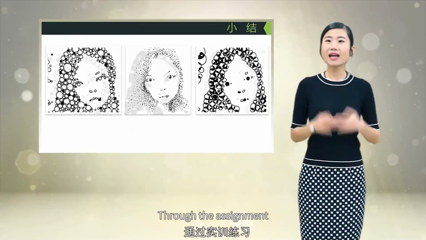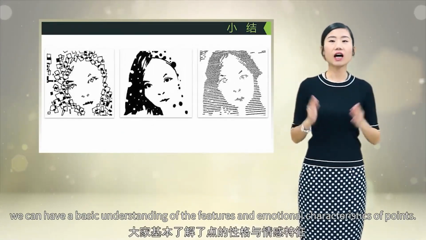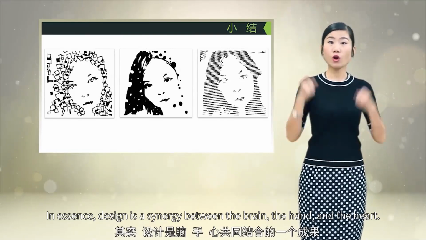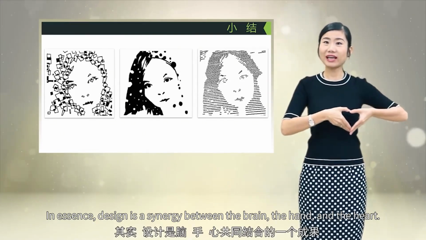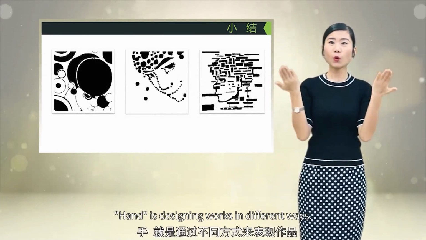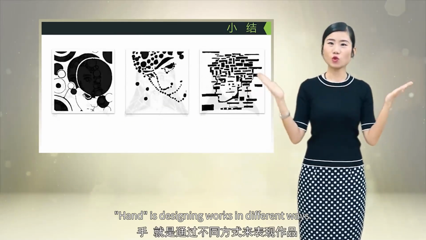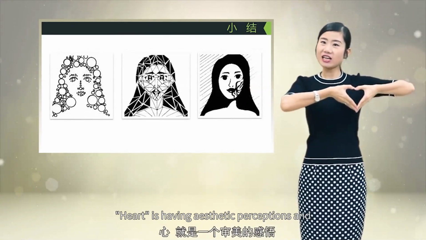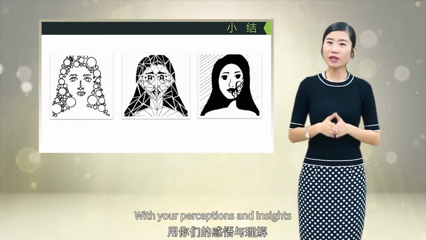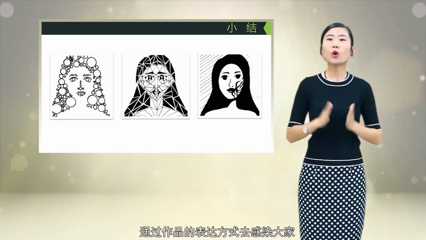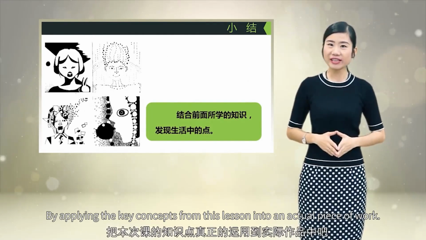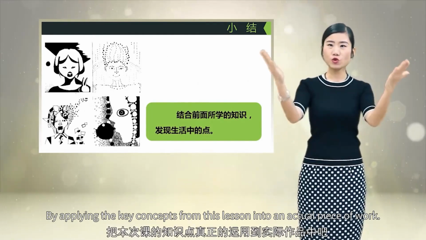Through the assignment, we can have a basic understanding of the features and emotional characteristics of points. In essence, design is a scenery between the brain, the hand, and the heart. Brain is brainstorming. Hand is designing works in different ways. Heart is having aesthetic perceptions and insights into works. With your perceptions and insights, go to touch the hearts and minds of others through the language of art, by applying the key concepts from this lesson into an actual piece of work.